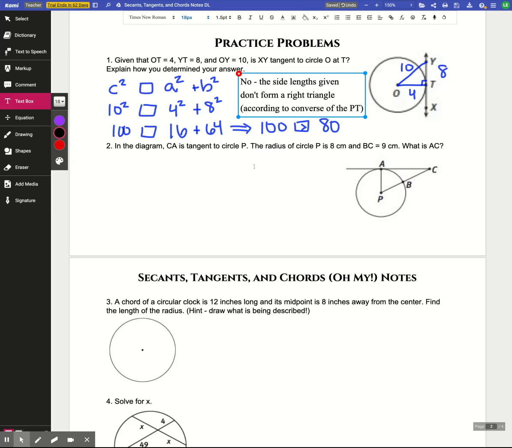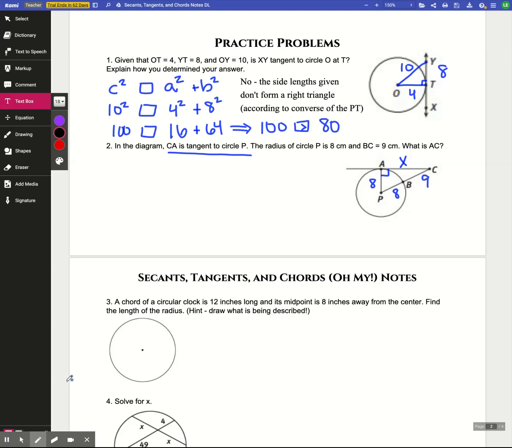Number 2 is a similar idea, but this time I'm telling you that yes, this is a tangent. The radius of circle P is 8. In the image I have 2 radii, AP, so that has to be 8, and PB also has to be 8. I told you that BC is 9, and my goal is to find AC. Since I know these are tangent, I know this is a right triangle. Give this a try and see if you can solve for x using the Pythagorean theorem. Pause the video and then check back with me to see how you did.